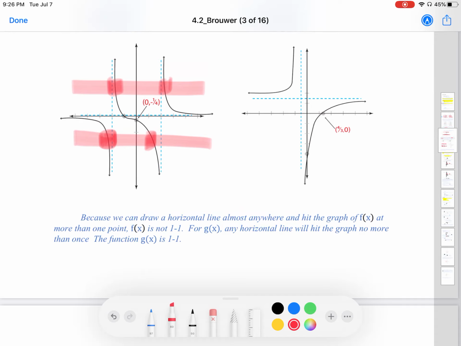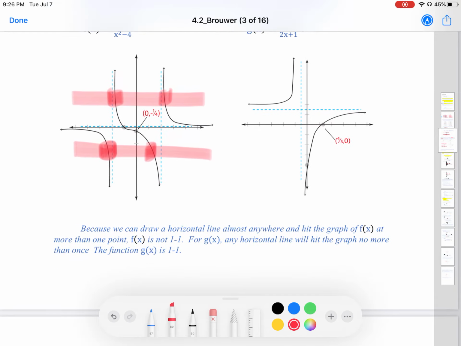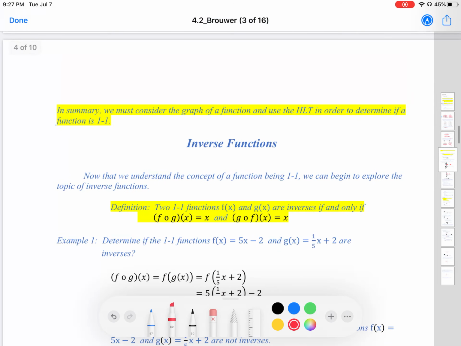For g of x, which is our second one, any horizontal line will hit the graph no more than once. The function is one-to-one. So this one we see, we draw many horizontal lines and they only cross once. So this one is one-to-one. In summary, we must consider the graph of a function and we'll use the horizontal line test in order to determine if a function is one-to-one. All right, now the first part was how to find that something is one-to-one using a graph.